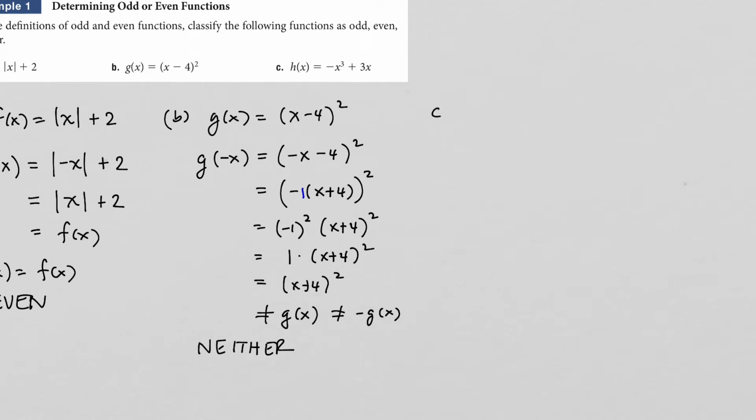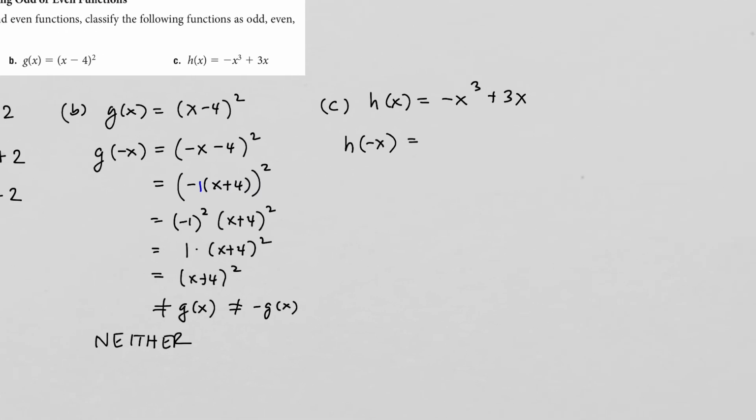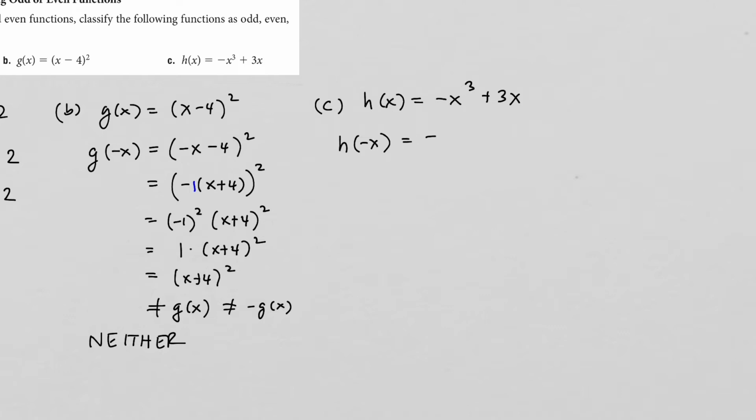And in our third example, we have the function h of x is equal to negative x cubed plus 3x. To test to see if this is an even or an odd function, we are going to plug in negative x. You have to be careful when you do this. We have negative, and then x cubed becomes negative x cubed plus 3 times negative x. So what we're doing here is we're replacing both of these x's with negative x. So what we end up with here is negative, and I'm going to show my work. This would be negative x, negative x, negative x, and then 3 times negative x is negative 3x.